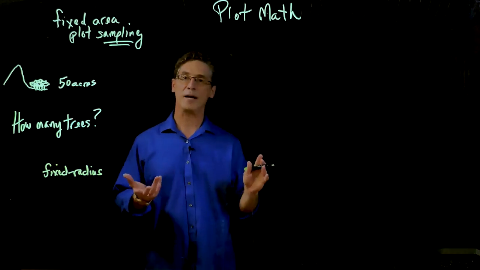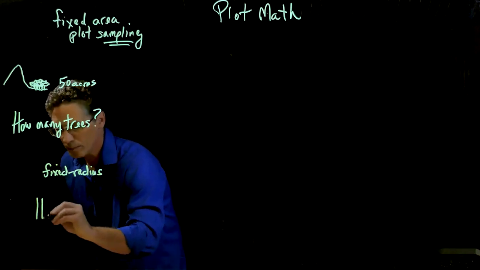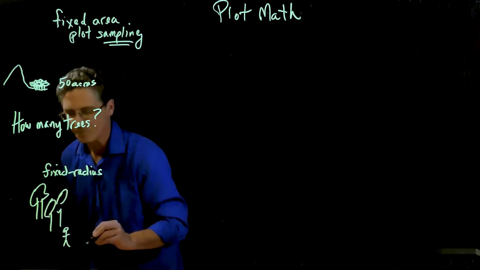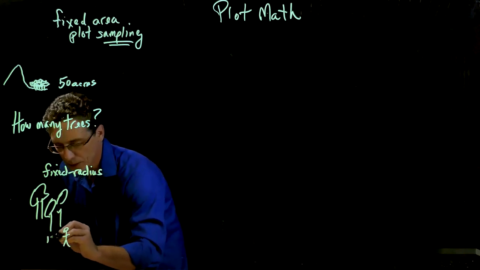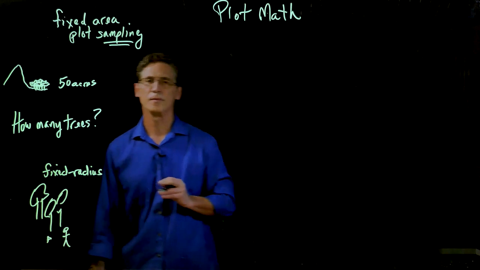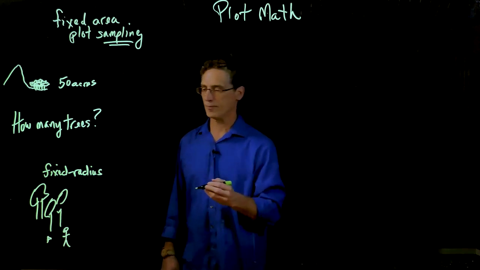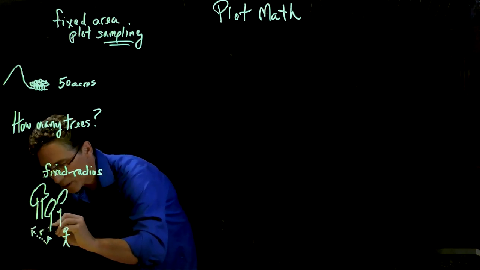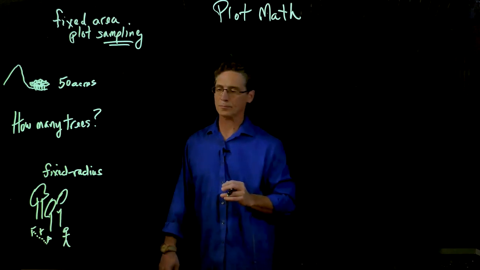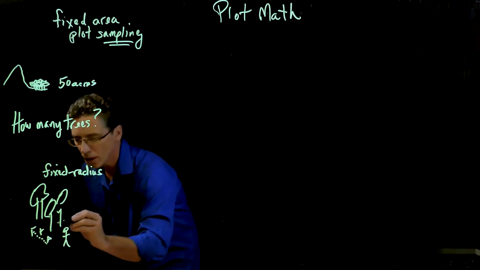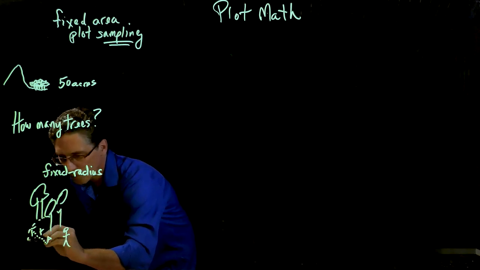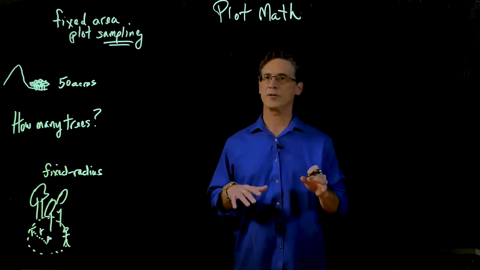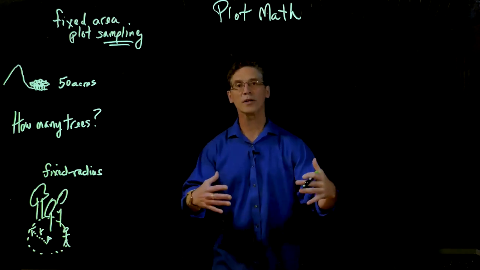And a fixed radius plot is a situation where we go into the forest, and here we are, and we're going to put some kind of a pin or stake in the ground at a sample location in the forest. And then we're going to measure out a radius of a certain length, and that's the radius of a circular plot which will contain some number of trees at that location. So we're going to have a small circular area.